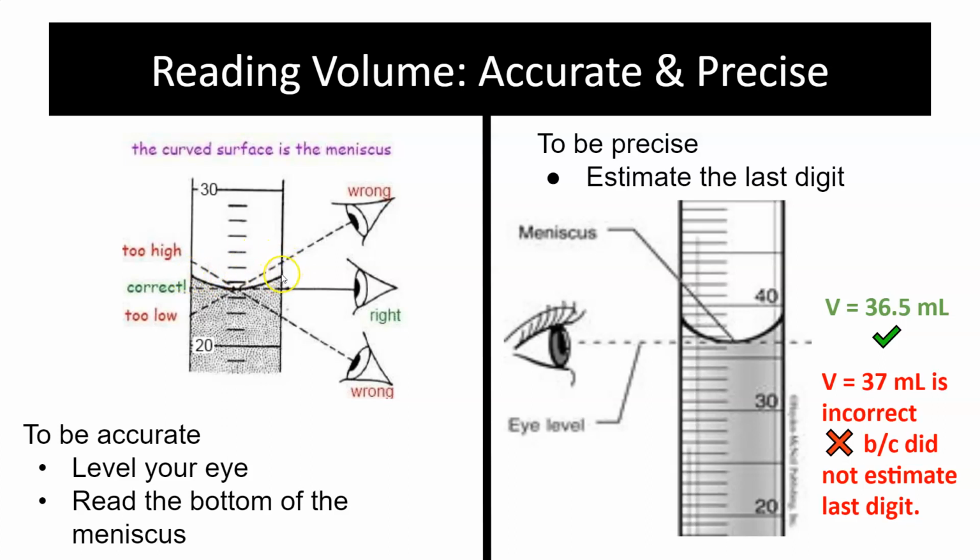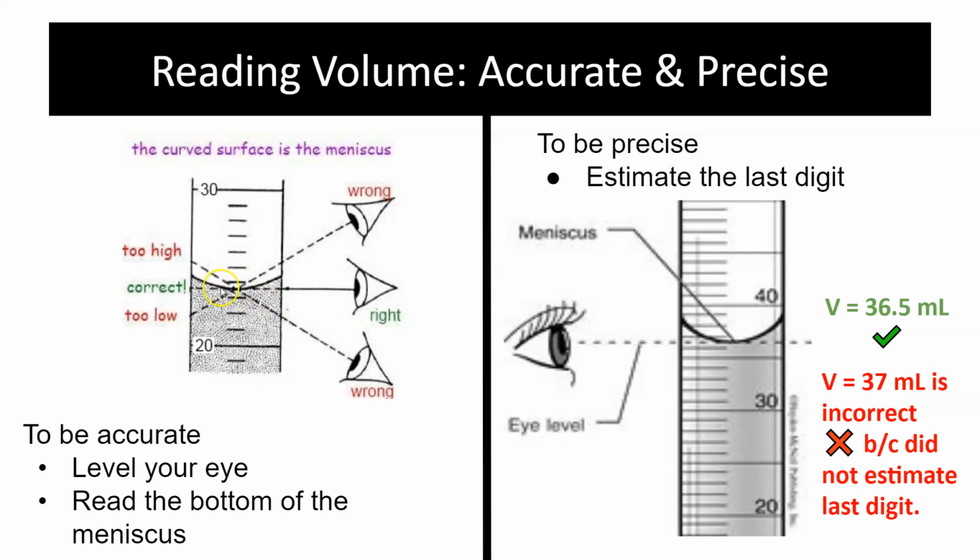But since we're going to be using water, we're going to look at the one where it curves down. Now, in order to be accurate, you want to level your eye at the bottom of the meniscus. So you would lower yourself until your eye is at the bottom of the meniscus. That's a bit tricky, and you kind of have to get used to doing it. But once your eye is level, you're going to get an accurate reading.